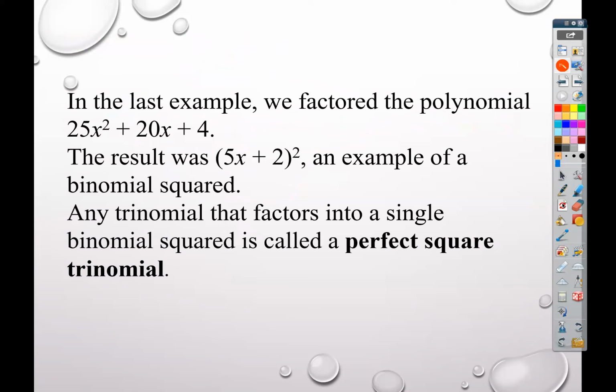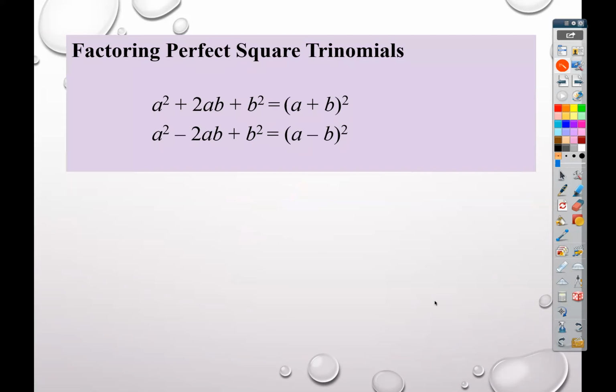So in the last example, this says what I just said. We factored the polynomial 25x squared plus 20x plus 4. The result was 5x plus 2 squared, an example of a binomial squared. Any trinomial that factors into a single binomial squared is called a perfect square trinomial. That's a good note to take. So factoring perfect square trinomials. Go ahead and write that down.